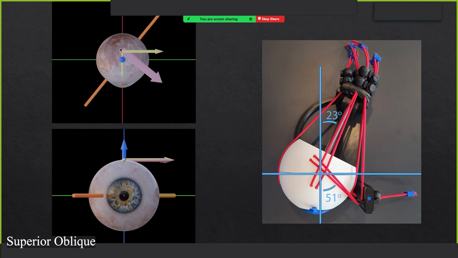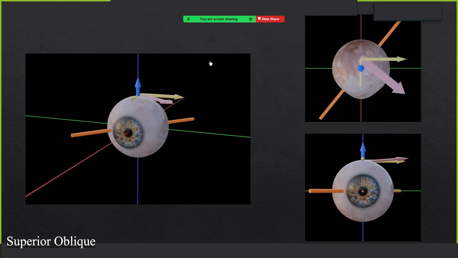Not well aligned, so let's break it down into vectors. This dominant vector will pull the top of the eye toward the nose, intorsion. This secondary vector will pull the top of the eye forward and depress the pupil, infraduction. And you also get a little bit of the back of the eye coming toward the nose, which creates lateral rotation.